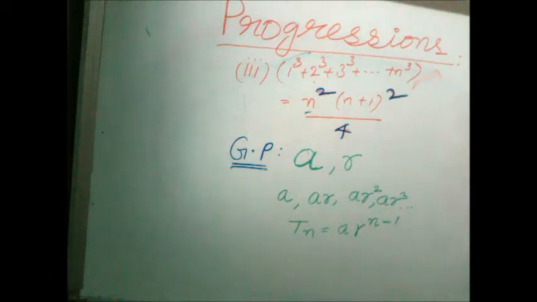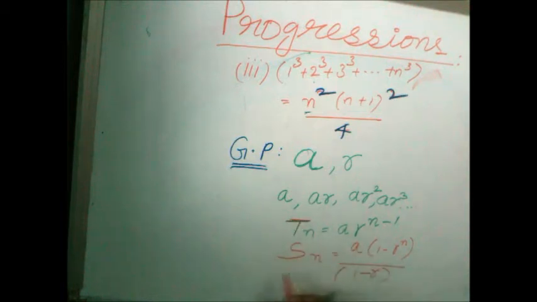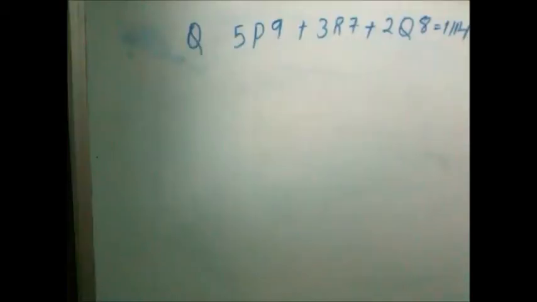And Sn, what is Sn defined as? Sum of the numbers. Sum of the n terms is A into 1 minus R power n by 1 minus R. This is the nth term. This is the total number of terms. That is the sum. This is T.